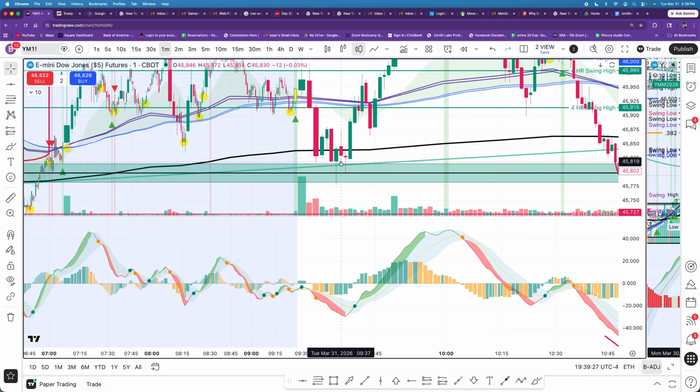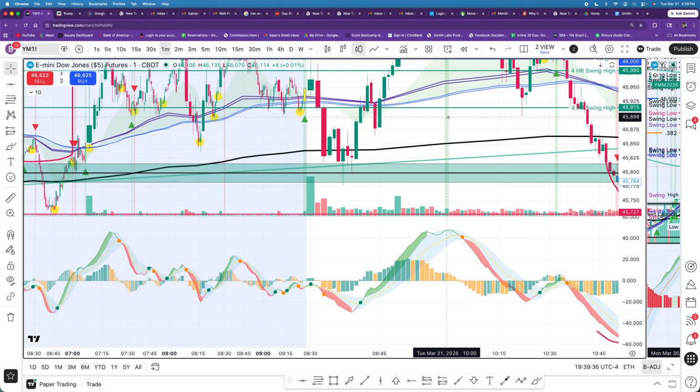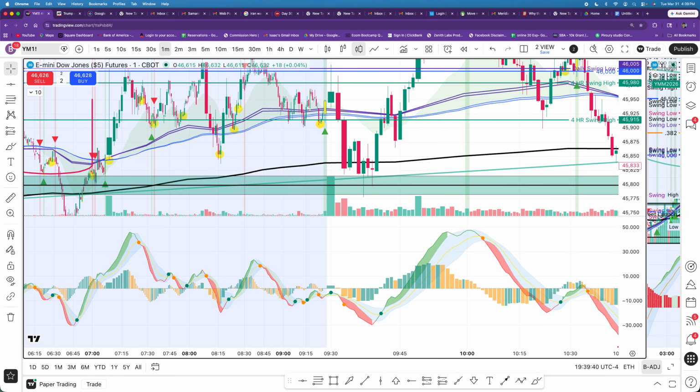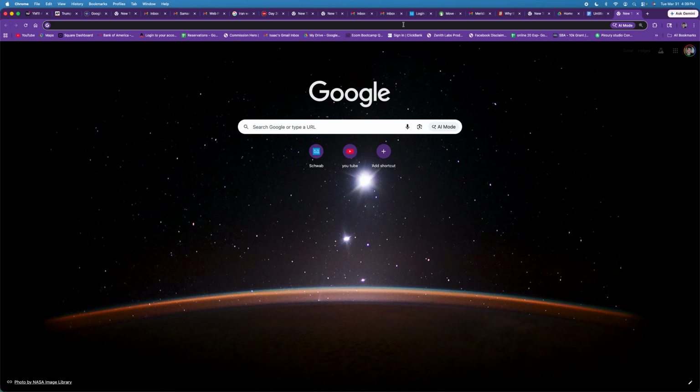Okay, held that. See how the bodies all held that? The 1 minute bodies all held that. It just wicked into it, but the bodies held. Then you had a hook on MACD, and then boom, up you go. I only needed about 60 points, because I'm trading a couple minis, and on a couple of minis, you don't need too much. You really don't. It's not like you need a whole ton of points to do well.